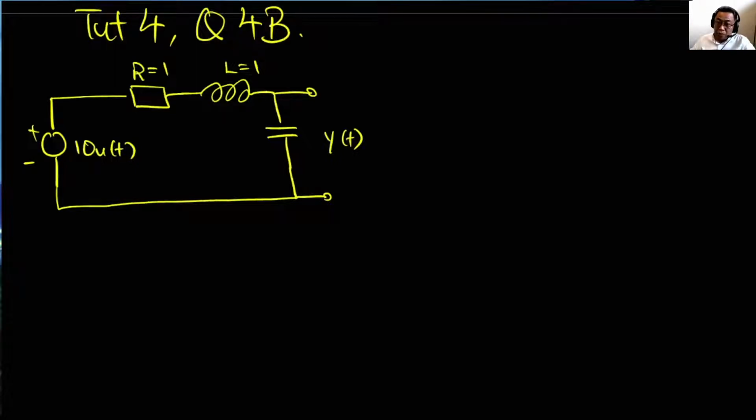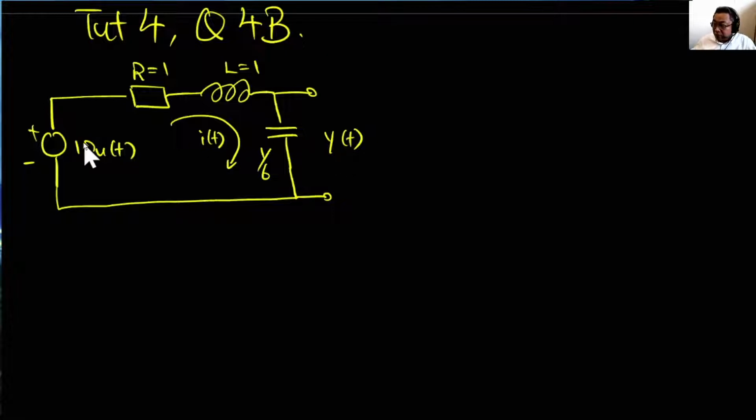We now continue tutorial 4, question 4b. In this example, the thing that is changed is that we will change the voltage source to be a unit step times 10 volts. So it's 10 volts being applied at time 0. And this is again IT. And we also change the resistor to 1 ohm. Inductor remains as 1 Henry and the capacitor is 1/6 farad.